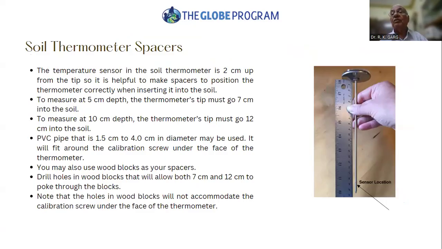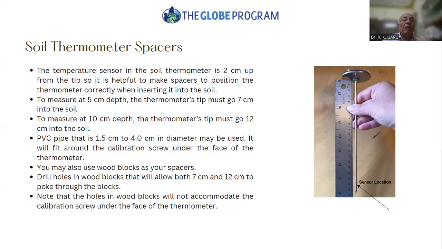Now, these are the two spaces. Just see. As I told, the temperature sensor in the soil thermometer is 2 centimeters up from the tip. So, many a times, it is always helpful to use the spacer to position the thermometer correctly when we insert it in the soil. So, when we have to measure the temperature at the depth of 5 centimeters, then the thermometer should go inside the soil at least 7 centimeters. To measure the 10 centimeter depth, the thermometer should go inside the soil for 12 centimeters.